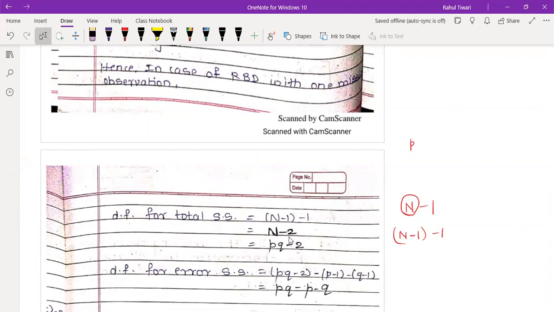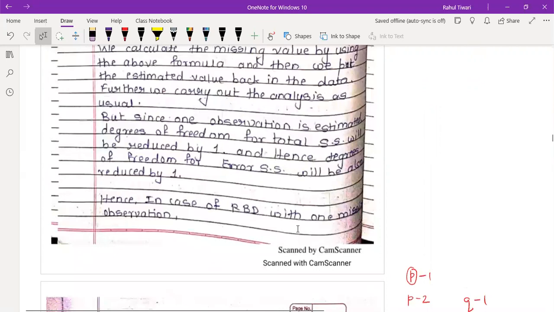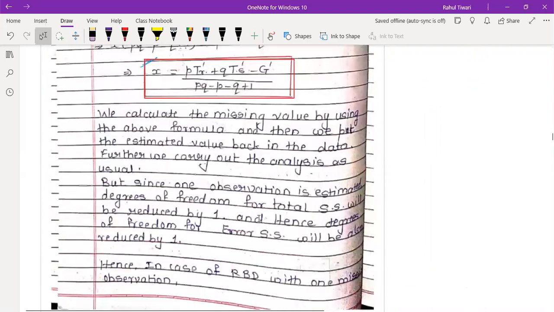Similarly, treatment का degree of freedom क्या होगा? Usual p minus 1. Now since one observation is missing, it's going to be p minus 2. Similarly, block का क्या होगा? q minus 1, usual degree of freedom. Since one observation is missing, therefore q minus 2. Okay. So this is the way you can take the degrees of freedom also. So everywhere it is going to be reduced by 1. Okay. And carry out the whole analysis as usual.